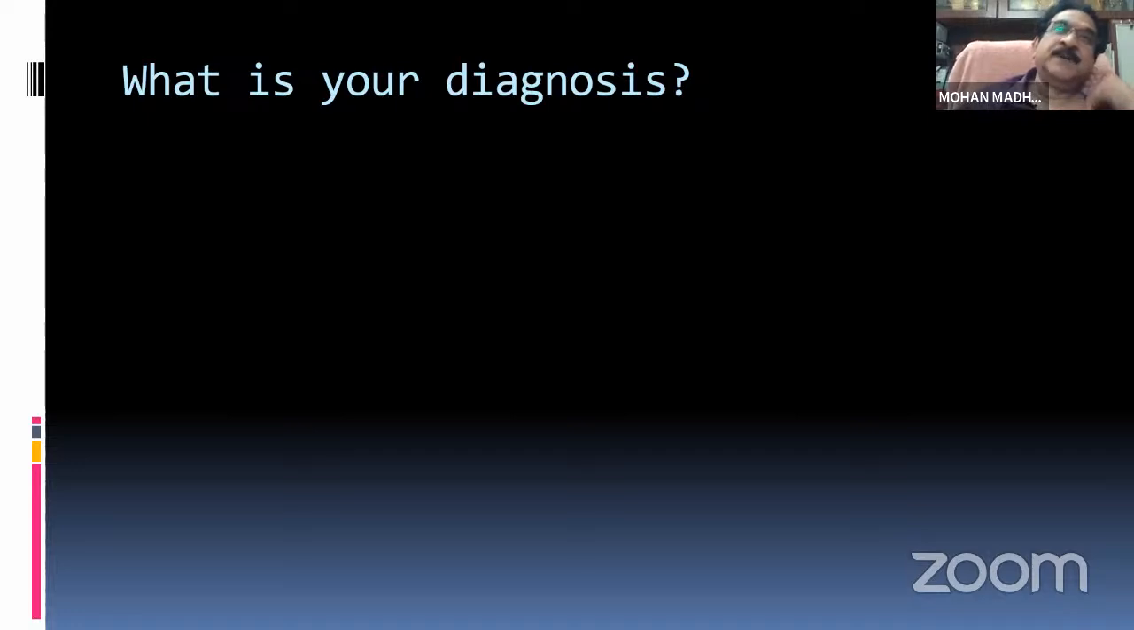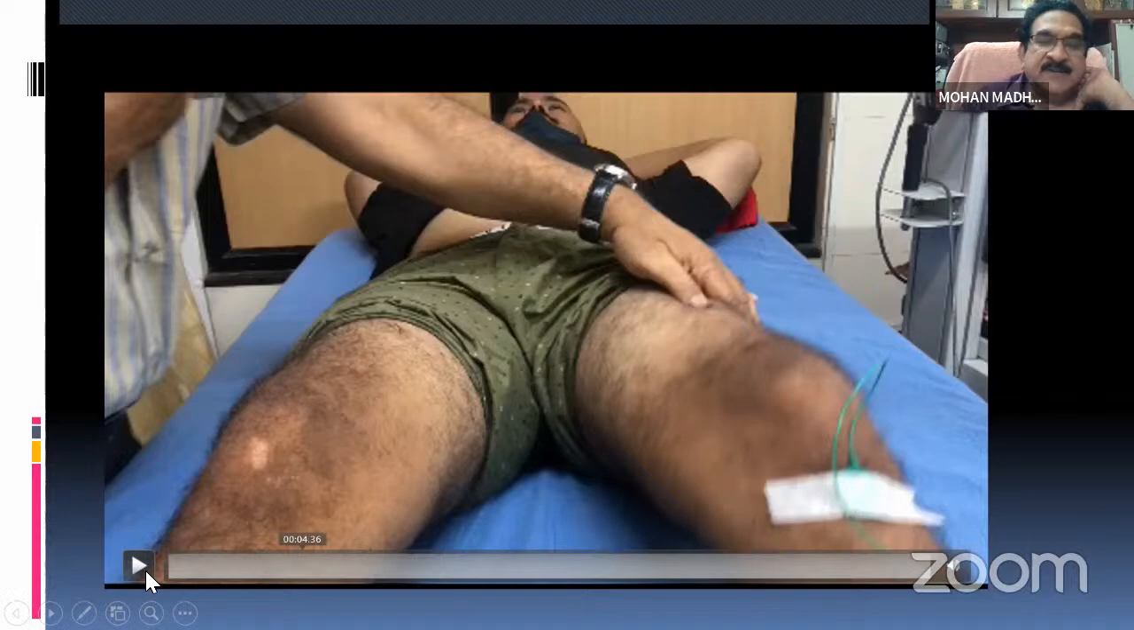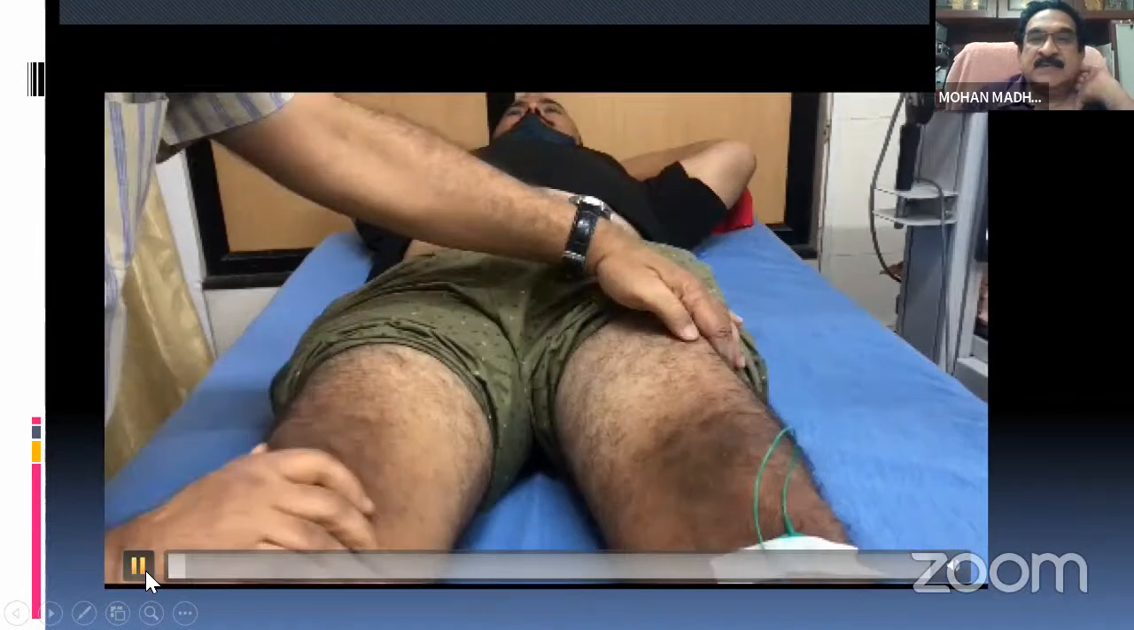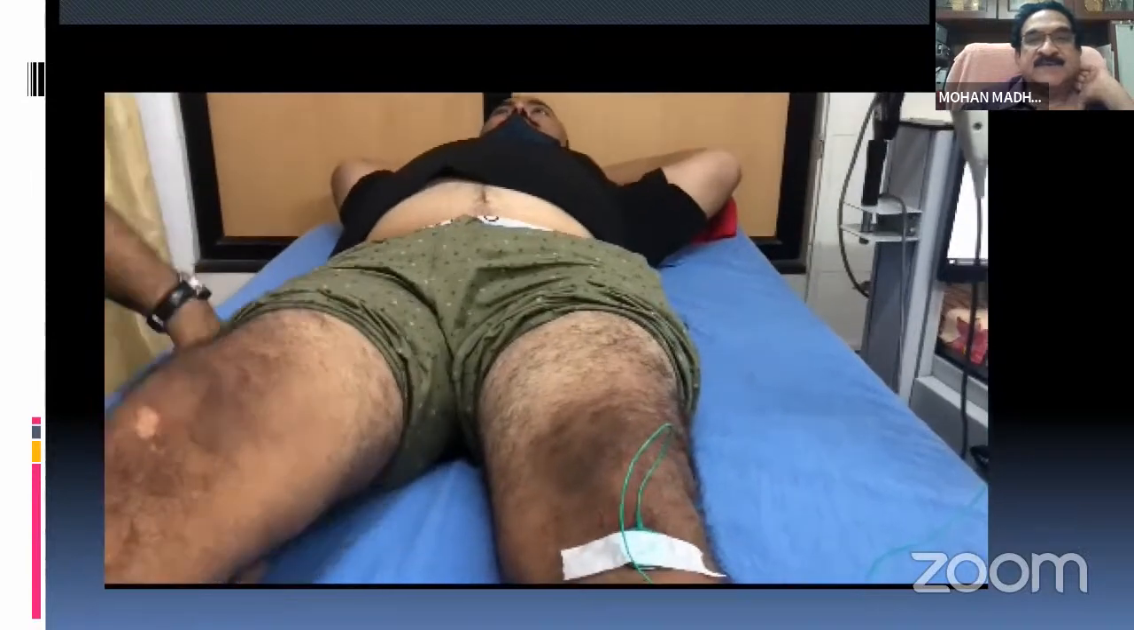This is the thing I had in mind, so I wanted to prove my point. First thing is, has he got an LMN lesion or not? That's my idea. So I repeated the CPK, which is normal, and NCS was done followed by EMG. On examination, when I took him for EMG, I could clearly see wasting of the thigh. The thigh was wasted on the left side.